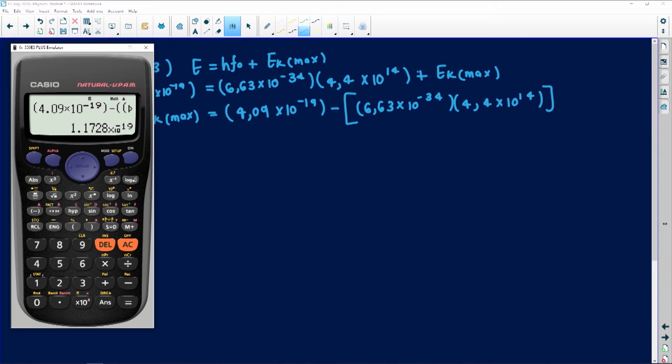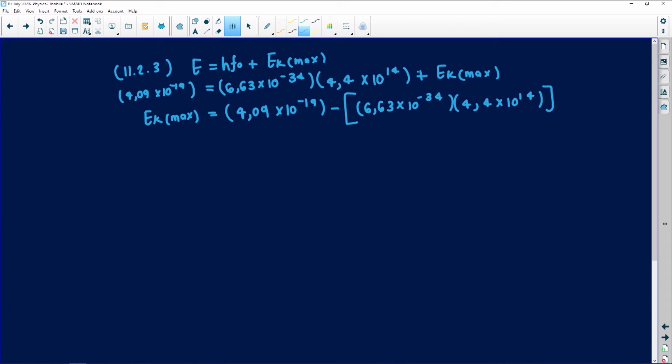I'm going to round this off to 2 decimal places. Anything greater than 5 or 5 will change the next number. 2 is too little to actually change the 7, so it's going to remain 1.17 times 10 to the negative 19. Always make sure that you leave it in 2 decimal places unless stated otherwise. So my kinetic energy for the most excited electron is 1.17 times 10 to the negative 19. Remember, when we are talking about energy, the SI unit is joules.